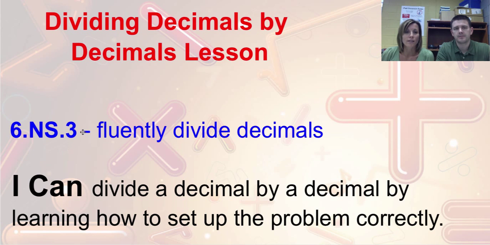You need to write the title down, the date in the top right hand corner, and now our standard. It's again 6NS3, which is fluently dividing decimals. And your I can statement for the day is I can divide a decimal by learning how to set up the problem correctly, and that's what we're going to focus on today. All right, get that notes page started and then go on to the next page and we'll start the lesson.